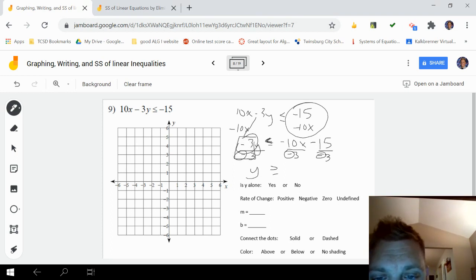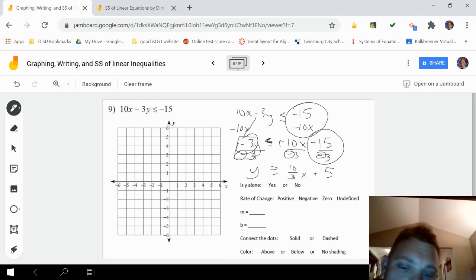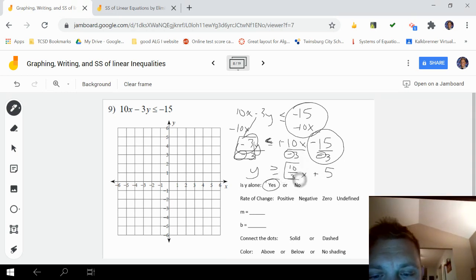If you look here, this sign's going to change because -10 divided by -3 is positive 10 over 3, x. And then again, this sign's going to change too, because a negative and negative make a positive. What is 15 divided by 3? Is 5. So now is y by itself? Yes, it is. Is this slope positive or negative? We're going to look at x's bestie right there. 10 divided by 3, that's a positive fraction. What is that rate of change? That rate of change or slope is 10 over 3, which is going to be a little bit difficult to graph.